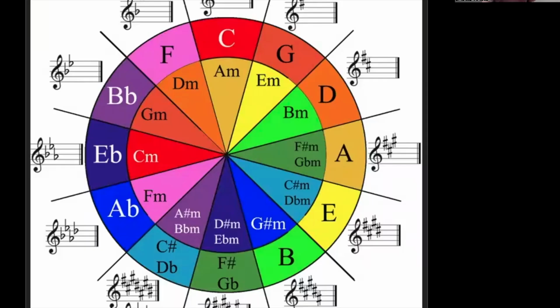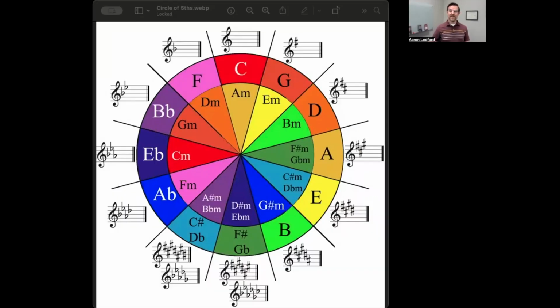Well, if we're going to play melodic lines, we have to have a little understanding of how music works. And so I want to talk to you a little bit about what's called the circle of fifths. This is something that I'm sure you have seen before. It's really just a graphic organizer of how musical keys work.